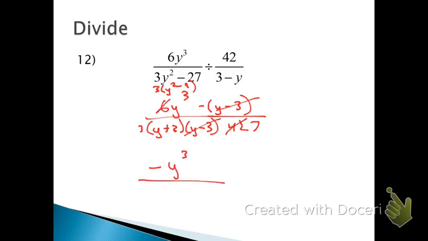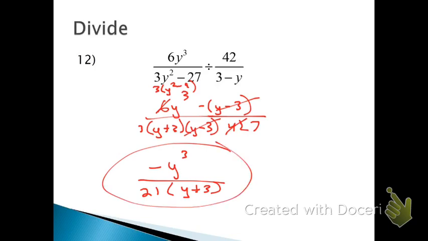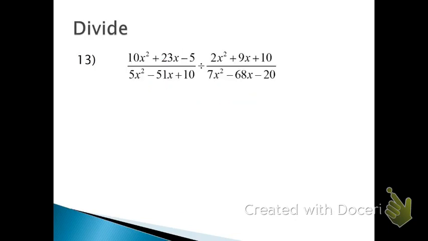And what's in my denominator? Whoa, where's 21 coming from? Oh, the 3 times the 7. Okay. 21 times y plus 3. Are we okay so far? I think that's about it. Okay.